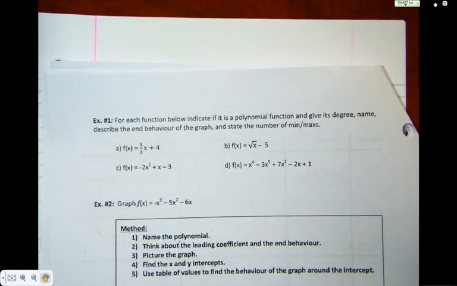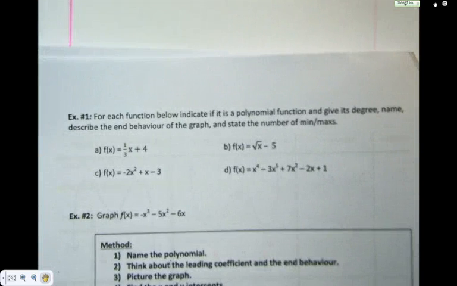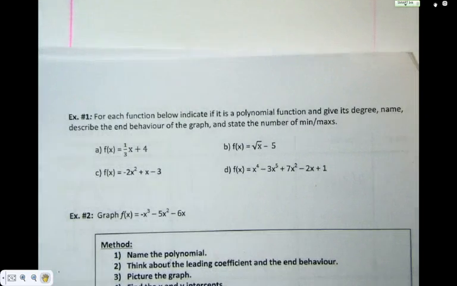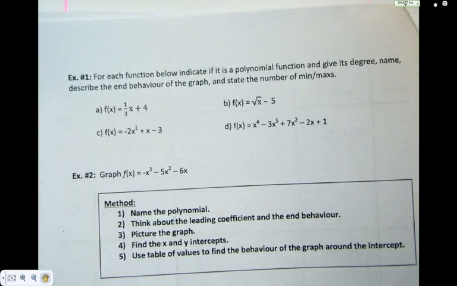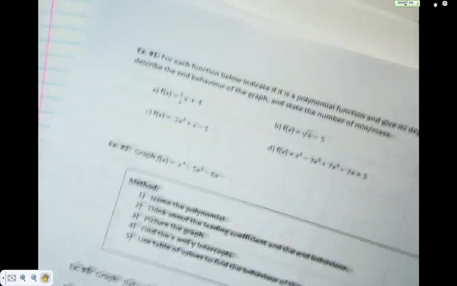Okay, letter A, polynomial, yes or no? Ooh, I heard both, yes and no. Fight it out. It's got only one variable. How do you tell if something's a polynomial? Well, if you actually looked on the other sheet, I gave you the definition at the top.